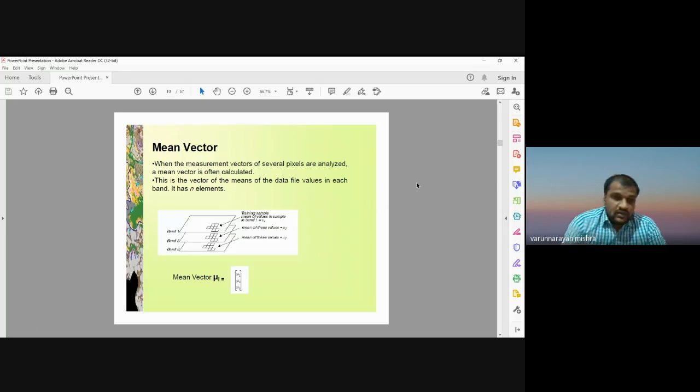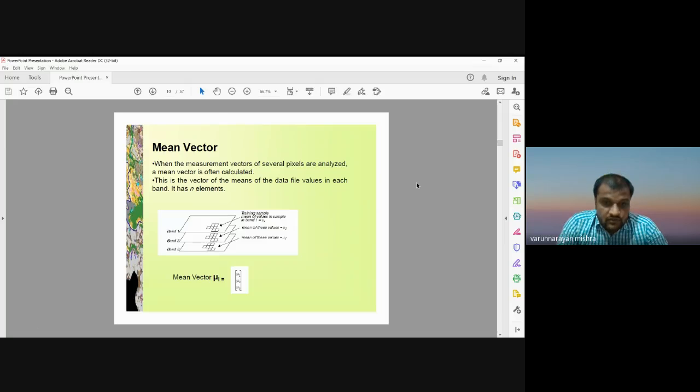Okay, so what is the mean vector? When the measurement vectors of several pixels are analyzed, a mean vector is often calculated. Mean vector means it's the average of the pixel and its surrounding pixels. That is the mean vector or mean pixel value. When we analyze several pixels at a time, the mean vector is often calculated. This is the vector of the means of the data file in each band.